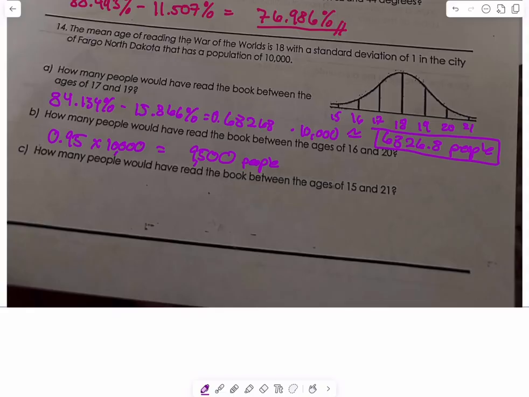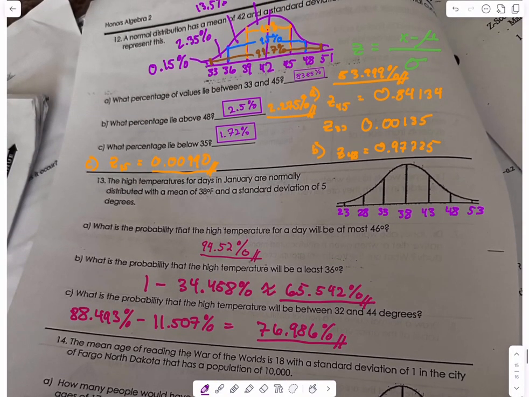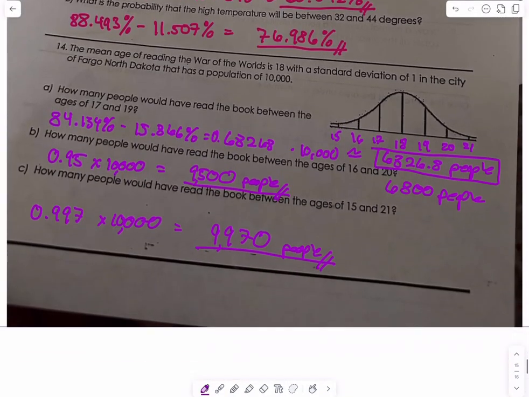So 99.7 times the 10,000. So 997, 1, 2, 3, 4, people. We got this result. And you can honestly simplify that first one. It's essentially 6,800 people using the 68, 95, 99.7 rule.